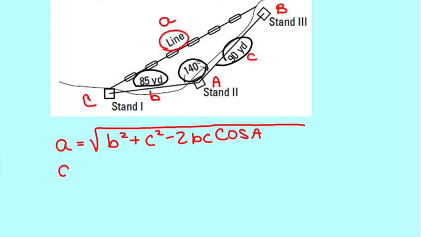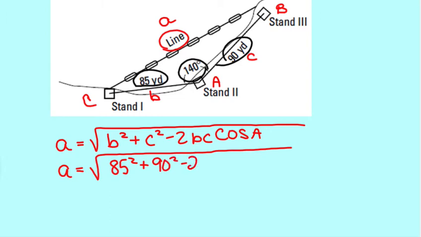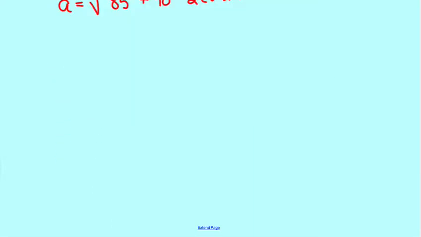So we're going to go ahead and throw those numbers in now. Side A is what we don't know. We throw in our values for B and C. So 85 squared plus 90 squared minus 2 times 85 times 90. And then cosine, and our angle is 140 degrees. The rest is simplifying and using your calculator.